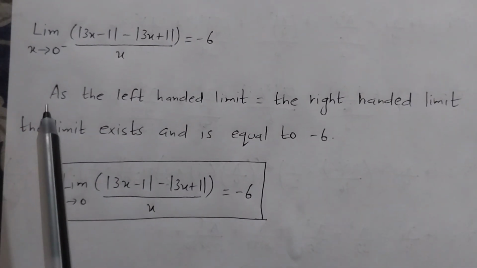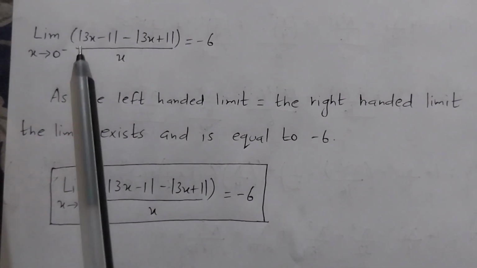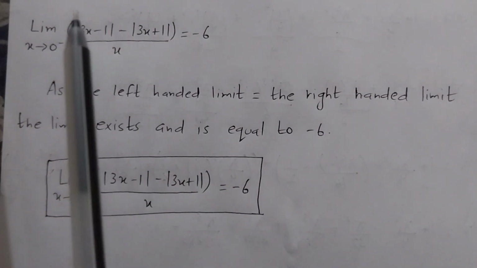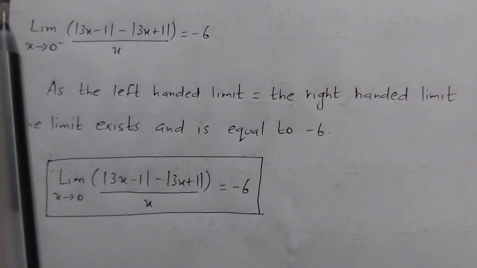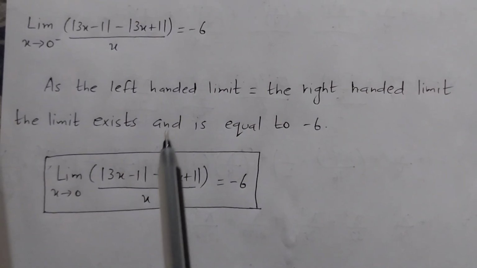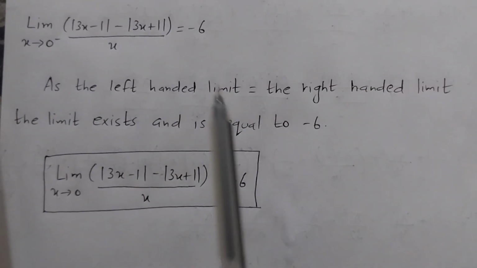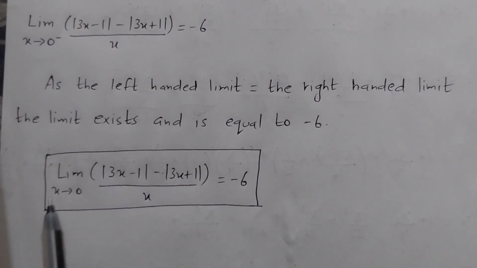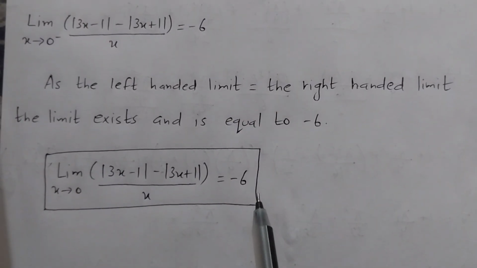Whenever the left-handed limit is equal to the right-handed limit, the limit exists. As the left-handed limit is -6 and the right-handed limit is also -6, the limit exists and is equal to that value, which is -6. So the limit of this expression when x is approaching 0 is equal to -6.